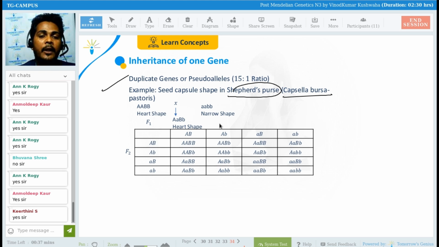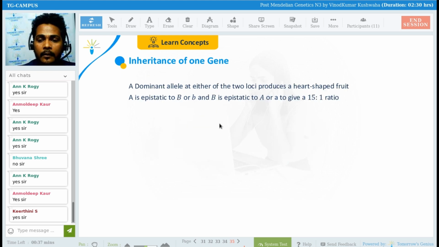So it is generally observed in the endosperm color in maize. You can see here, this is the example. So it is 15 is to 1. The usual ratio is 9 is to 3 is to 3 is to 1. In case of duplicate genes, what happened? These three classes become 9 plus 3 becomes 12, plus 3 becomes 15. So the ratio is 15 is to 1. Clear?